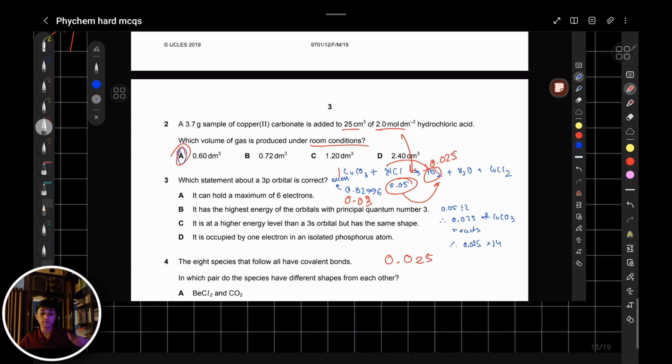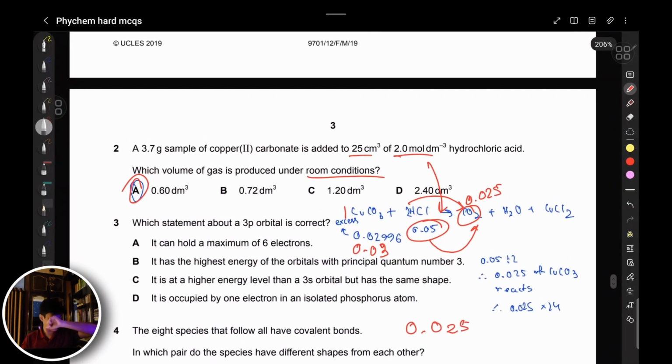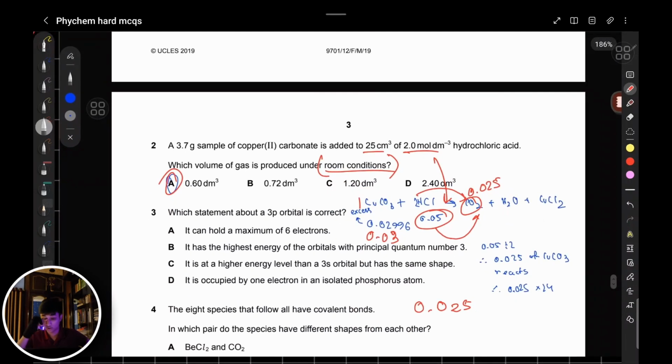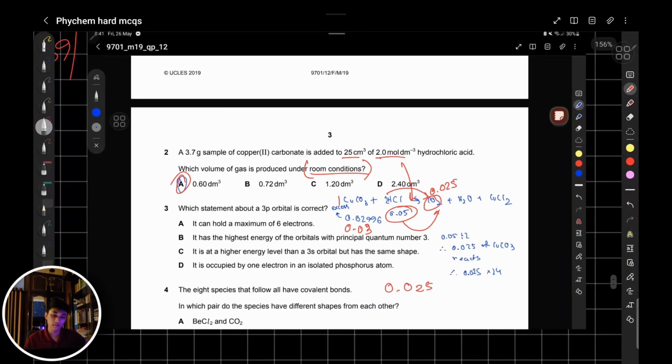So yeah, be careful about the conditions mentioned. If it was not room conditions and was standard temperature and pressure, you would have to use PV is equal to nRT again and figure out the values. So yeah.